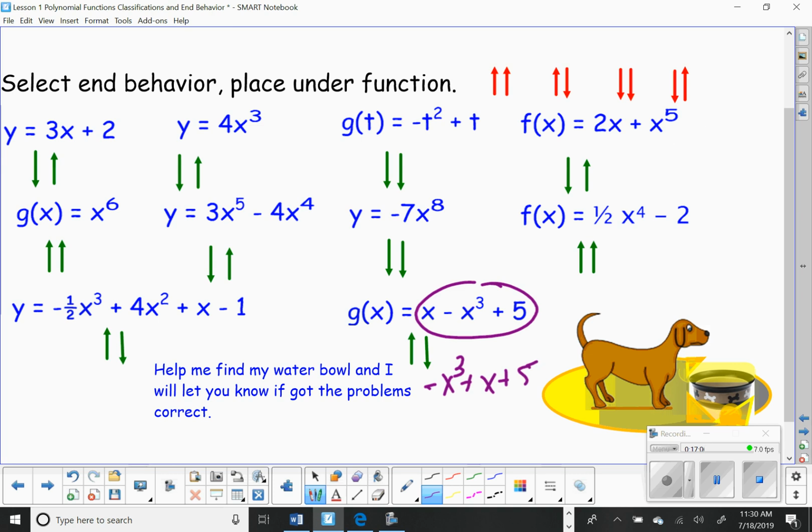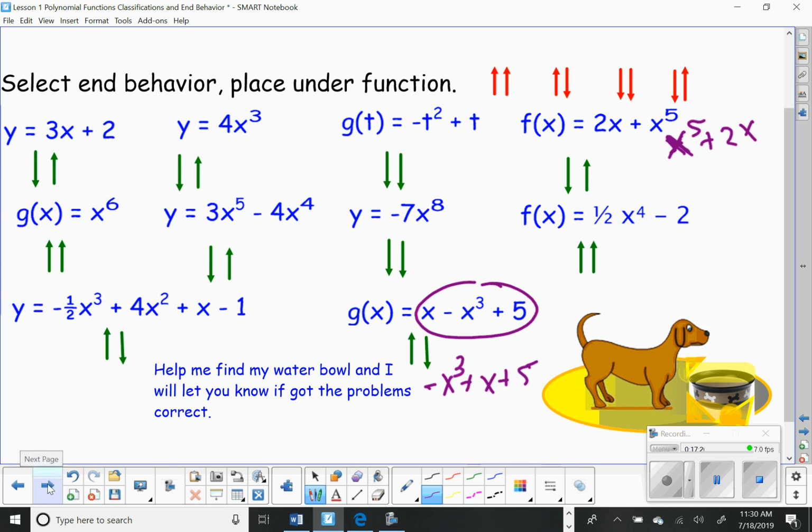Up here was x to the 5th plus 2x. That really wouldn't, if you didn't do this, it wouldn't necessarily mess you up because they're both odd and positive. This one down here might cause you a little bit of issue. Did you get it? Great. Now you've got end behavior.